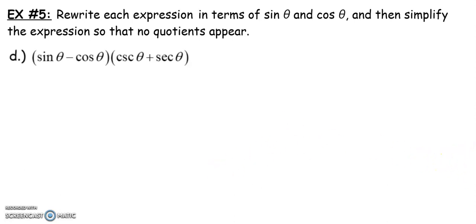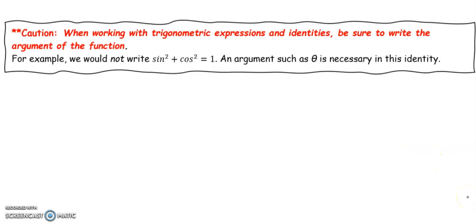I do want to remind you as you're doing these, remember when you're working with our trig expressions and our identities, please always write, if I say theta, write theta. For example, we're not going to say sine squared plus cosine squared equals 1. We're going to use our theta, we're going to use our x, whatever we're going to use. Alrighty. So we're going to do example D in class.